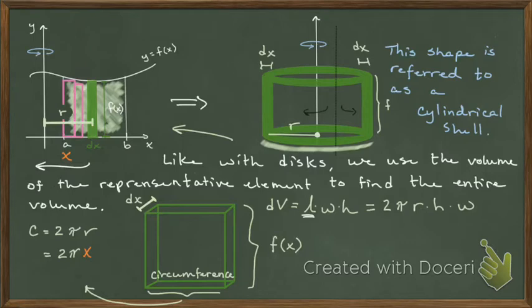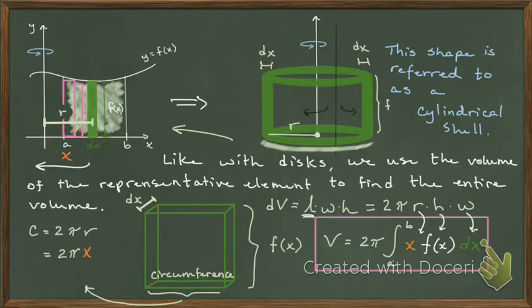So let's write these down in integral form then. When I integrate, I'm integrating from a to b. My 2 pi moves down to the outside. r is going to become x, h is going to become f of x, and w, like I said, is dx. Okay? That's what we call the shell method.